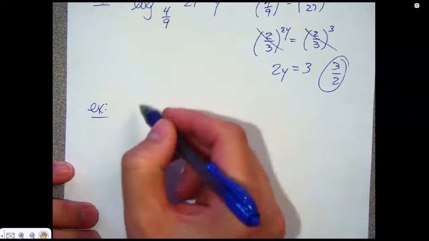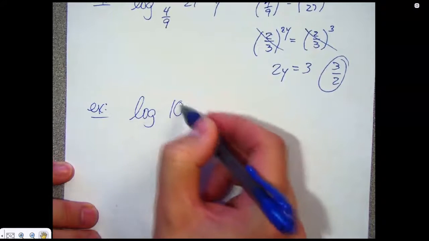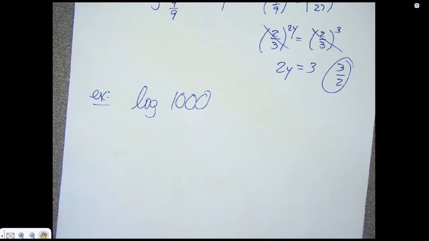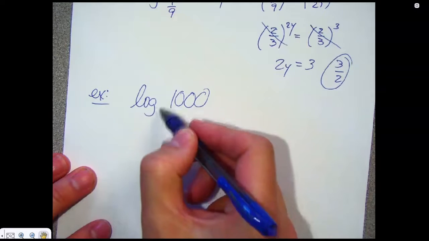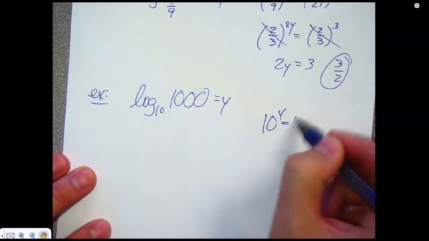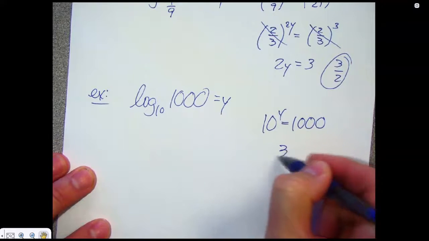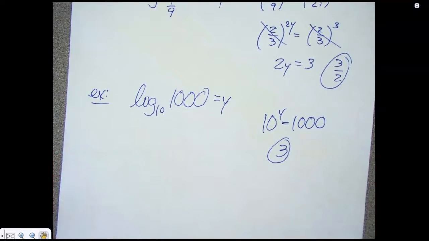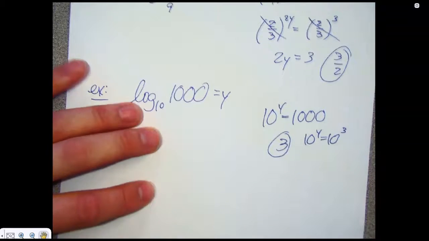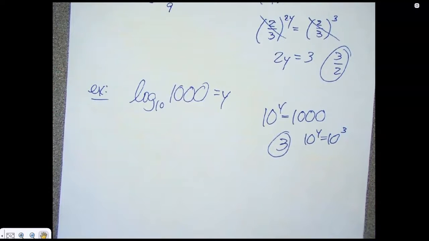Let me just double check a couple things here, see if you remember. If there's no number written, like if there's no base written, what's really there? 10. And with 10s, you can just count the zeros. So this is 10 to the y equals 1,000. That's going to be 3 because there's 3 zeros. So, really, you're going 10 to the y equals 10 to the third. But with 10s, it's nice, you can count the zeros.